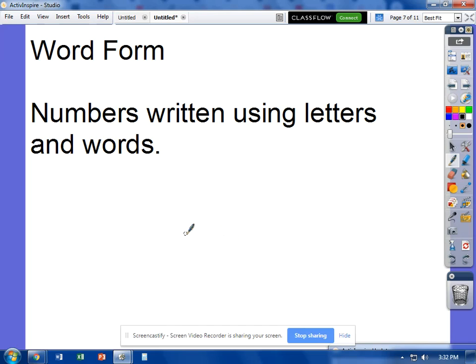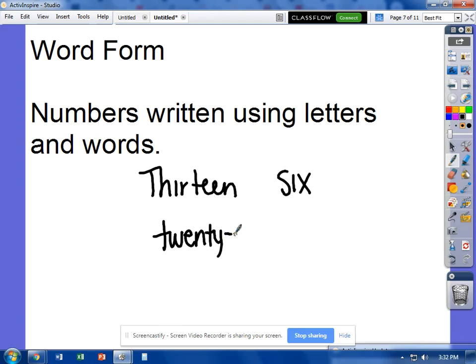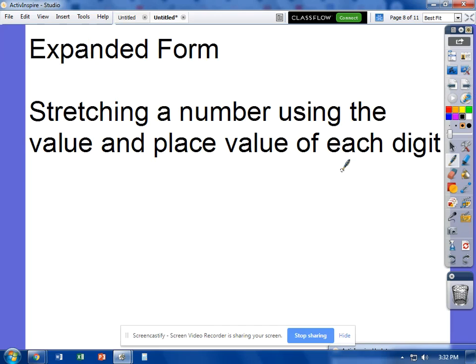So, for example, Odell Beckham Jr., 13, written in word form, okay? 6, written in word form. 27, written using letters and words, is another example of word form. So word form is just numbers written using letters and words. Nothing more, nothing less.